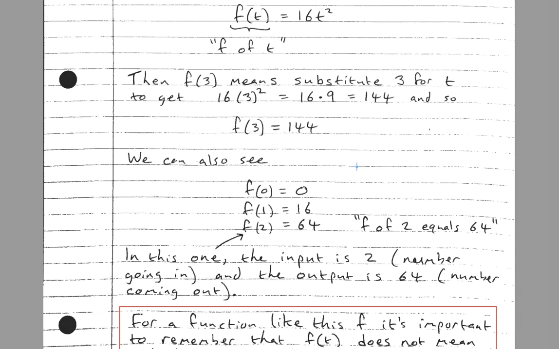So you can think of a function this way. This one starts with 2, and then it does something, and 64 comes out. So 2 is the input, and 64 is the output. Okay, so that's a good way to think of these functions: a number going in and a number coming out.